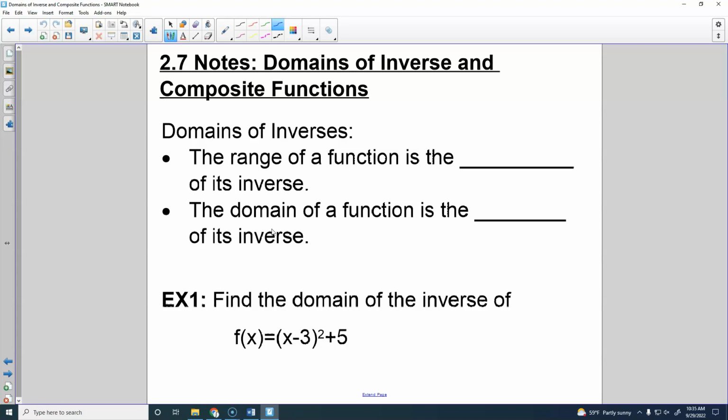the inverse. Because the range of a function is the domain of its inverse, and the domain of a function is the range of its inverse, right? Because to find the inverse, we'll switch x and y, so it makes sense that the domain and range are going to switch there, right?